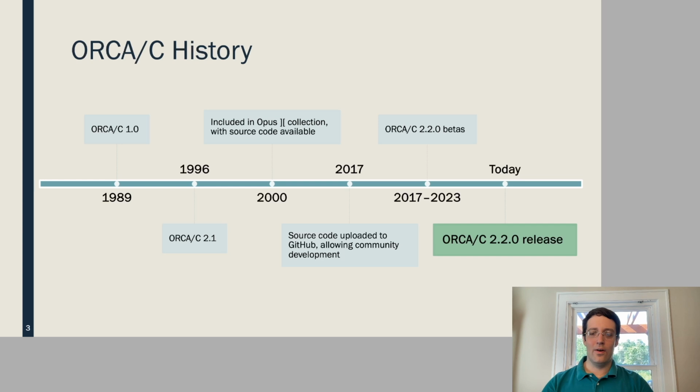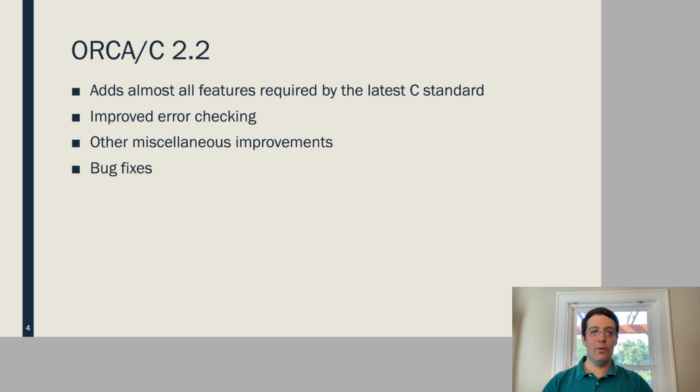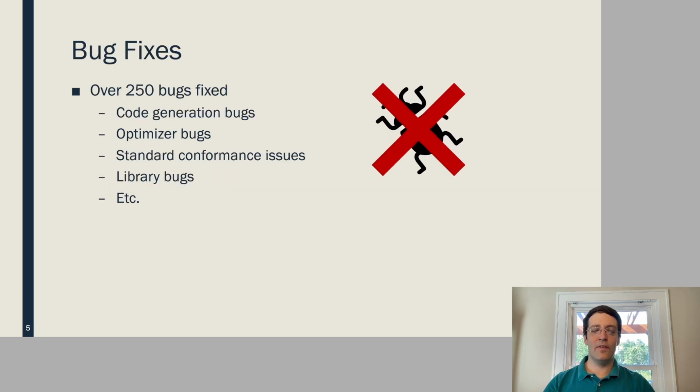So in the rest of this talk, I'll be presenting ORCA C 2.2 and talking about what's new between ORCA C 2.1, the previous commercial release, and the 2.2 version. ORCA C 2.2 adds almost all the features that are required by the latest C language standard, which is something I'll talk a little bit more about later. It also has some other features like improved error checking and some other miscellaneous improvements, and it's got many bug fixes. So first I'll just talk briefly about the bug fixes.